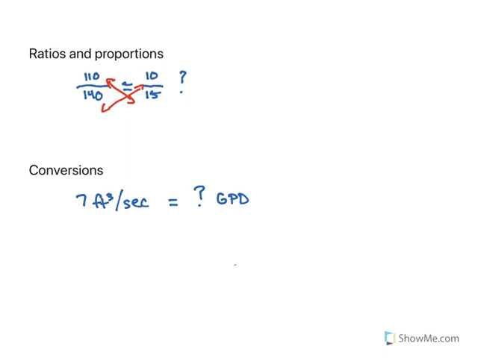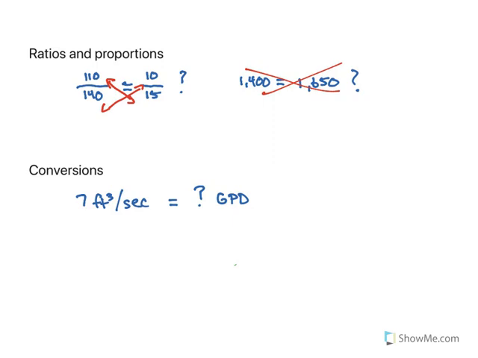140 times 10 would be 1,400. Is that equal to 110 times 15? Well, 110 times 15 is 1,650. Are they equal? No, they're not. So, not proportional.